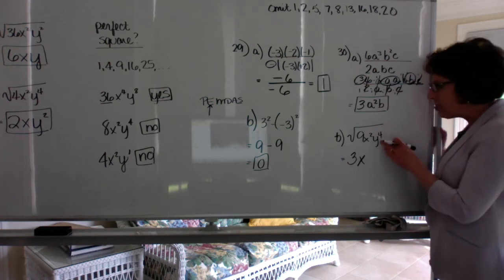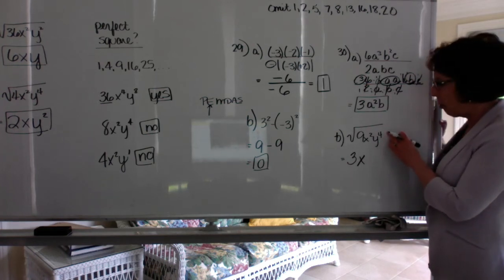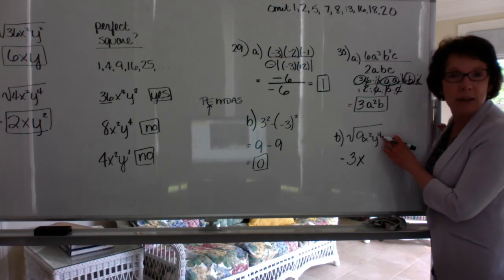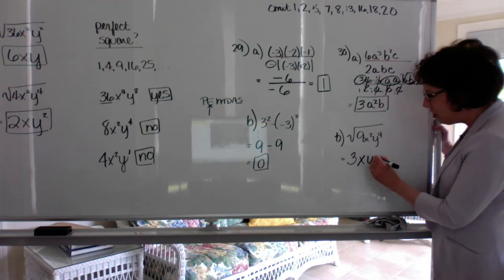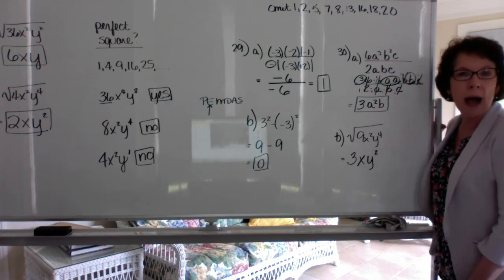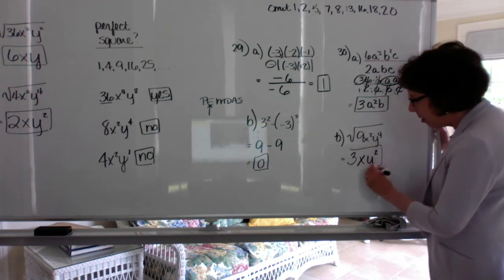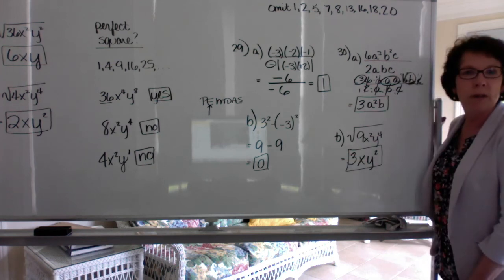Now, what is the square root of y to the 4th? Take the exponent and divide it by 2. Well, 4 divided by 2 is 2, and so I end up with a y squared. And there is my square root.